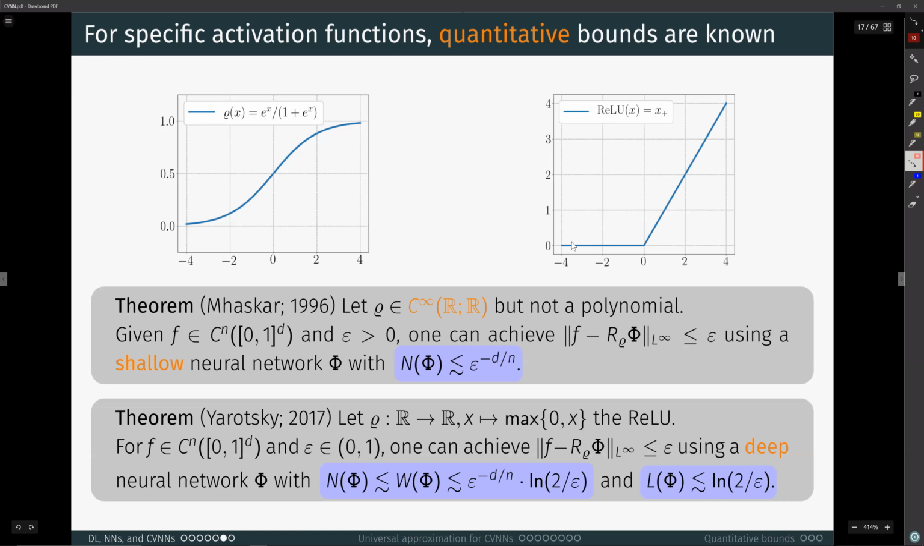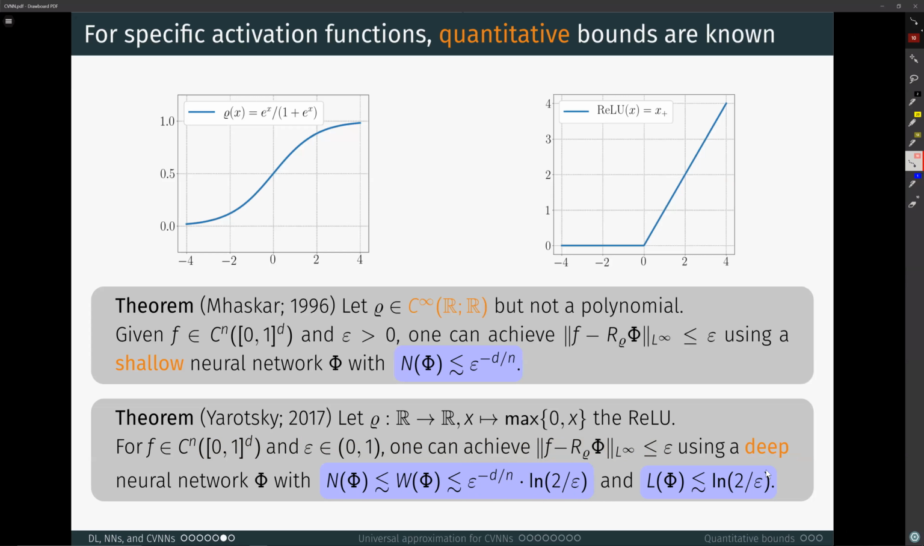Okay, and as I said before, nowadays people use this ReLU activation function mainly in practice, which is not smooth because of this kink at 0. But still, a variant of this result is still true, as Yarotsky recently showed. So if you use the ReLU activation function, then exactly the same result as before is true with the following modifications. You now have to use a deep network where the depth grows logarithmically as epsilon goes to 0. And up to a log factor, you still get the same number of neurons and weights in total.